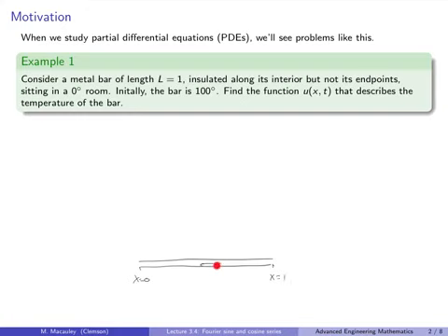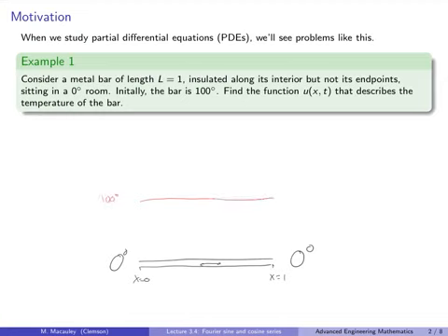So it's insulated, and because it's open at the endpoints, it's sitting in a 0-degree room. You can think of it as sitting in a 0-degree room, or you can think of it as sticking bags of ice on the ends that are 0 degrees. Initially, the bar is 100 degrees, so the temperature of the bar is like this initially, 100 degrees.